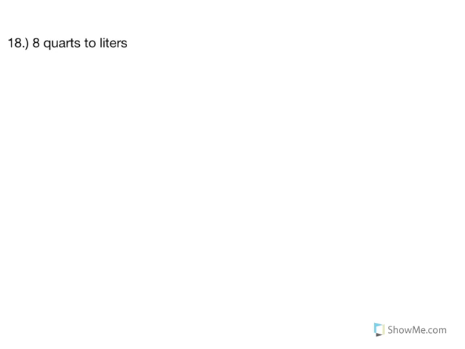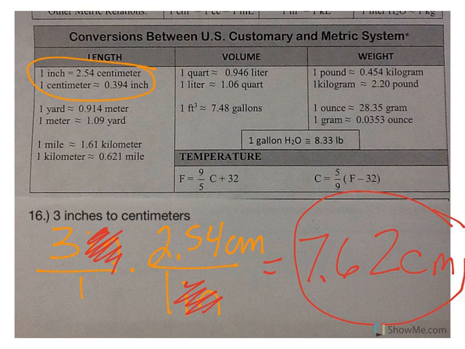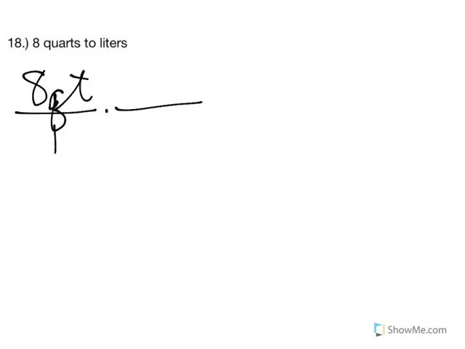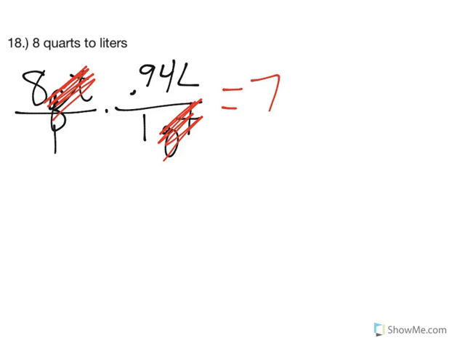Quarts to liters, another 1-stepper. Okay, so this is good. Get all these out of the way so that we can really dig into the fun stuff. So 8 quarts. Well, if it's a 1-stepper, you look at that chart. Let's go back. Quarts to liters is a 1-stepper. So I want to put 1 quart on the bottom, and that allows me to put 0.946 liters on the top. So quart cancels out with quart. Multiply and I get 7.568 liters.